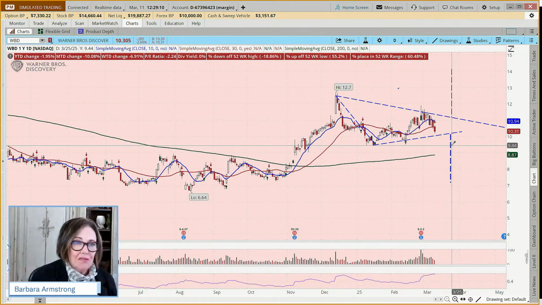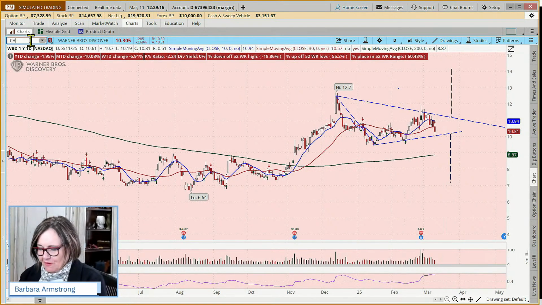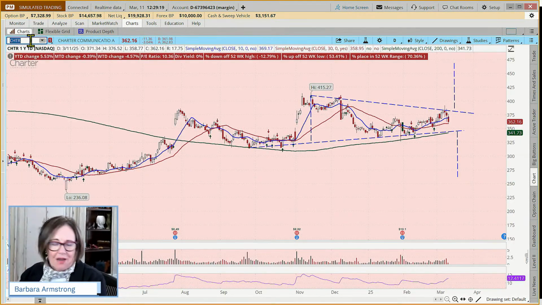Okay, so that is WBD. Did we already look at Charter? I have so many ticker symbols here. Yeah, we did already look at Charter. Okay, let's look at Take-Two.